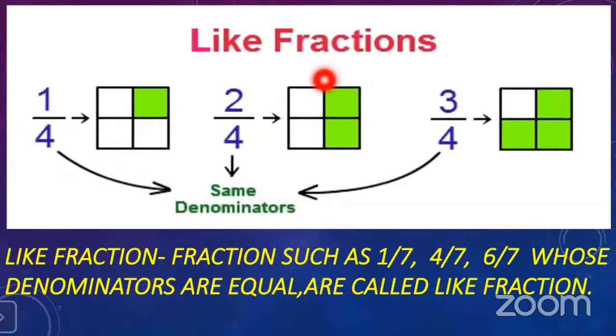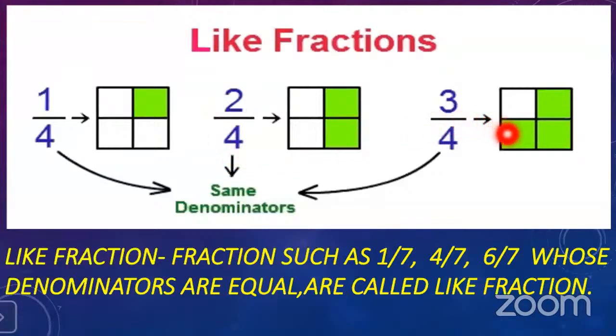Look at here. In like fractions, look at your first example. The given figure is divided into 4 equal parts. Out of the 4 parts, one part is shaded, that is written as the numerator, 1/4. Look at here. The given figure is divided into 4 equal parts. Out of the 4 parts, 2 parts are shaded, that is the numerator, and the denominator is 4.